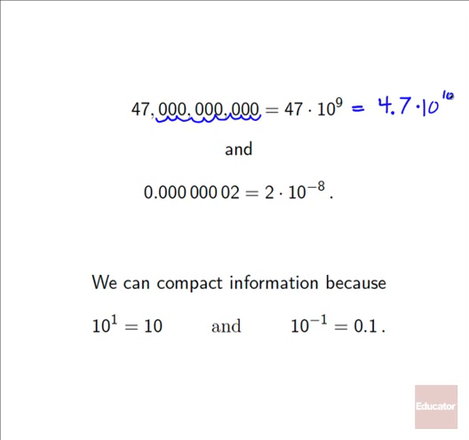Same idea if we want to move a digit up. We go back 1, 2, 3, 4, 5, 6, 7, 8 spaces. So that would be 2 times 10 to the negative 8th. We're able to compact information this way because 10 to the 1 is equal to 10, 10 squared is equal to 100, and so on and so forth. We can also go smaller: 10 to the negative 1 is 0.1, so 10 to the negative 2 is 0.01. This allows us to slide digits around so we don't have to write really, really long numbers.